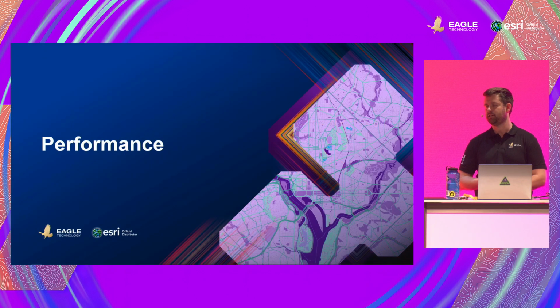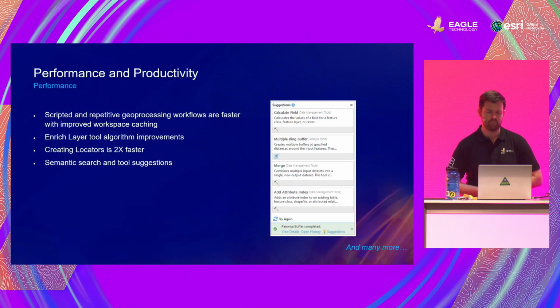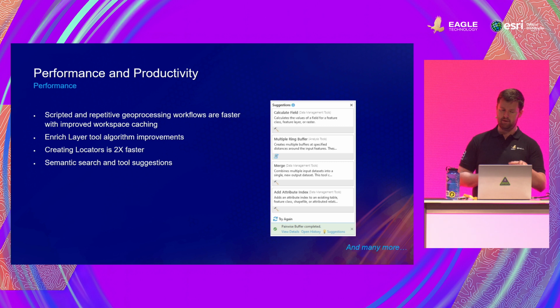Really, we just wanted to touch upon performance, and I think you saw an example of that earlier on when one of my demos didn't quite go to plan. But here are some of the top tips that we have for performance and productivity, particularly around performance on this slide, and they have come from our colleagues at Esri. Scripted and repetitive geoprocessing workflows are faster with improved workspace caching as a result of the latest releases. They've been working behind the scenes on that one.